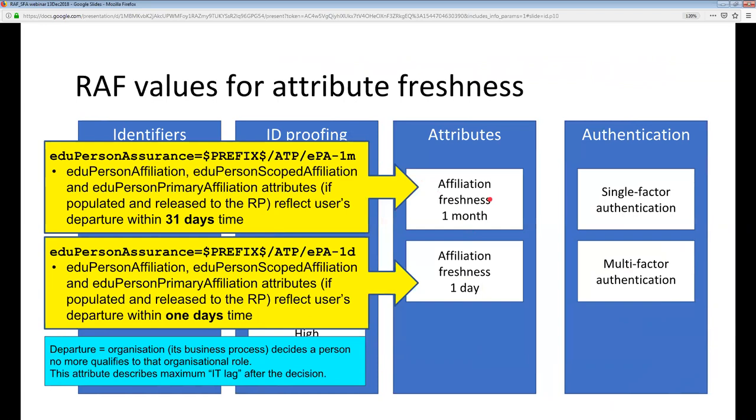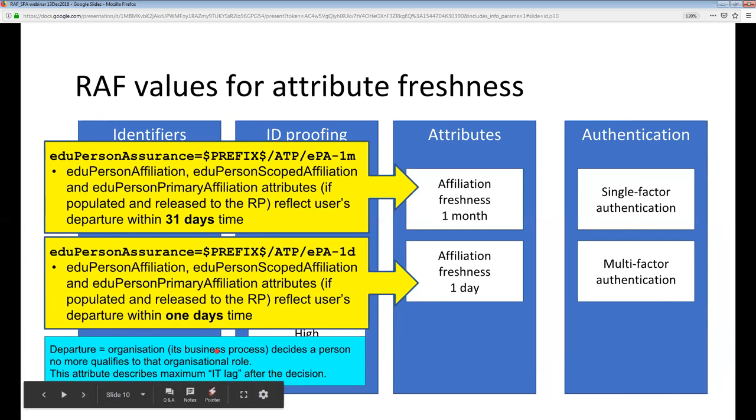EPA-1M signals that if the user departs from their home organization, this eduPersonAffiliation attribute value will reflect the user's departure within 1 month, or 31 days at most. And the other value is the same, except that the change in the affiliation is reflected within 1 day. So the next night when the user leaves, the affiliation value is reflected.